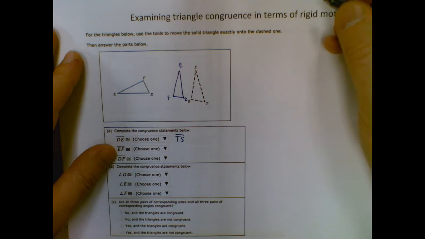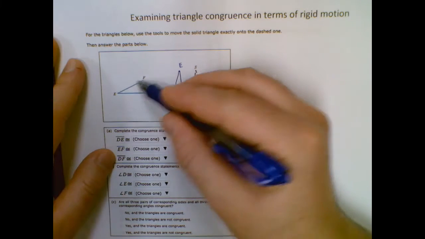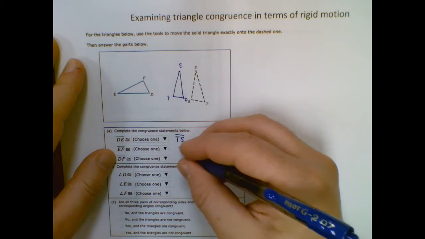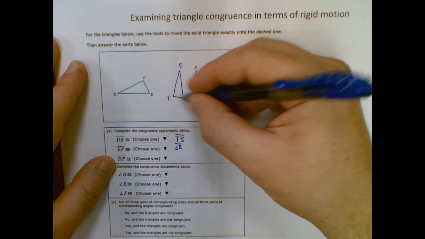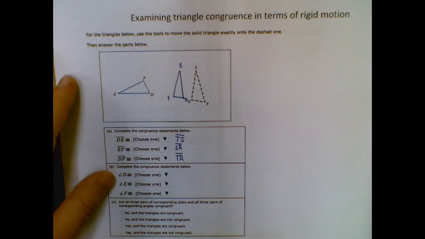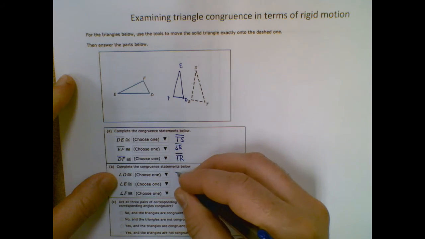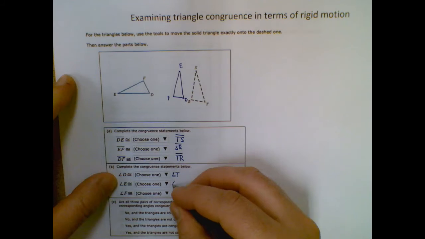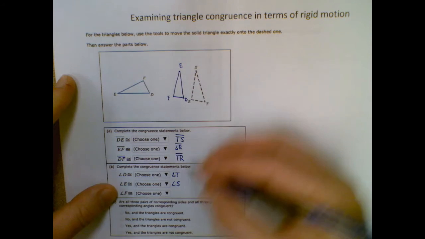TS. Kind of lining up my points and just replacing the letters, to be honest. So EF is right here, so that's going to match with SR. And DF is down here, so it's going to be TR. All right. Now for the angles, angle D is congruent to angle T. Angle E is congruent to angle S. And angle F is going to go with R.